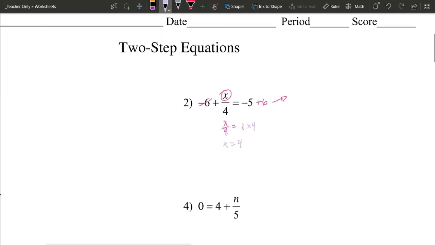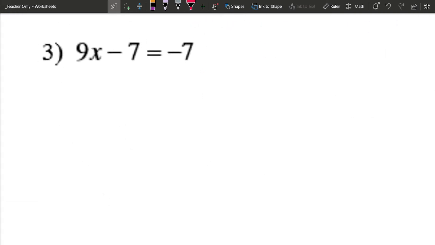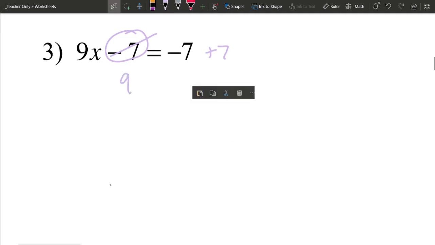Let's look at another one, for example, number 3. The first thing I gotta get rid of is this one right here. The 7 is subtracting, so I'm just gonna add 7 on the other side and cancel that -7. Just remember, just remove it. Okay? So I'm left with 9x equals 0, right? Now the 9 and the x together are multiplying, so the opposite is to do what? Divide. So I'm gonna divide by 9, and this cancels out.